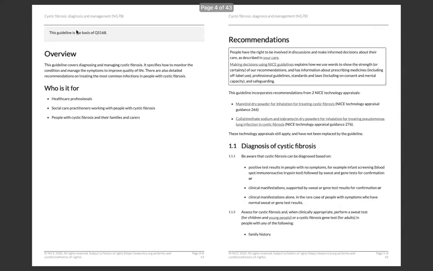So we will just read, from the NICE guidelines, the diagnosis of cystic fibrosis. Be aware that cystic fibrosis can be diagnosed based on positive test results in people with no symptoms. For example, infant screening: blood spot immunoreactive trypsin test followed by sweat and gene test for confirmation.